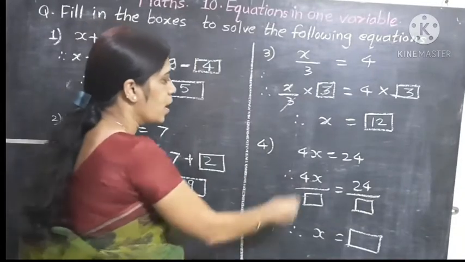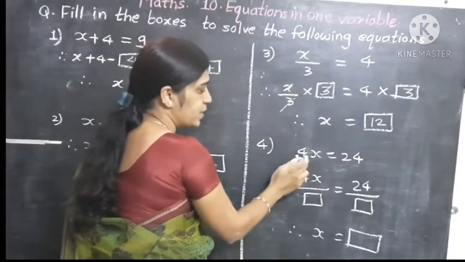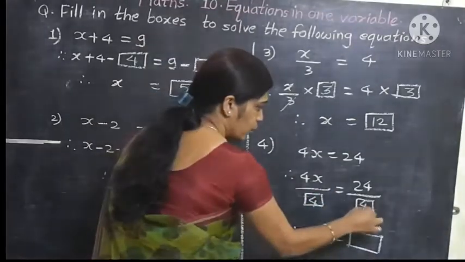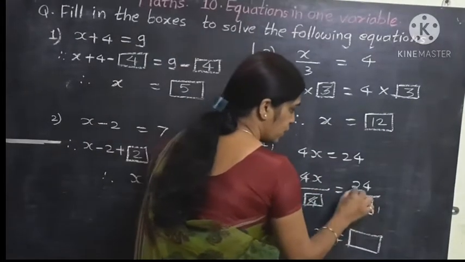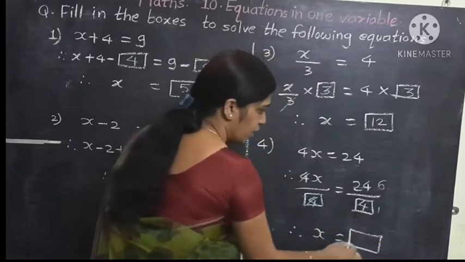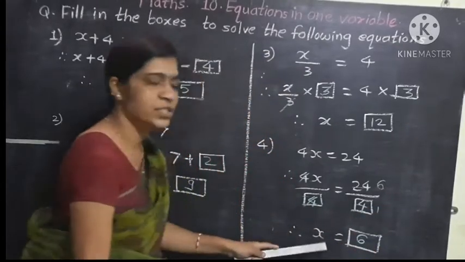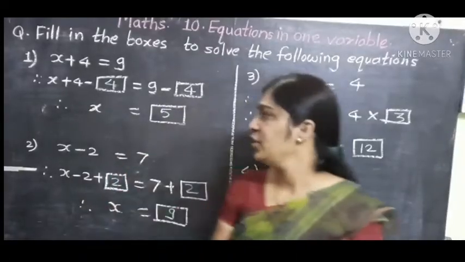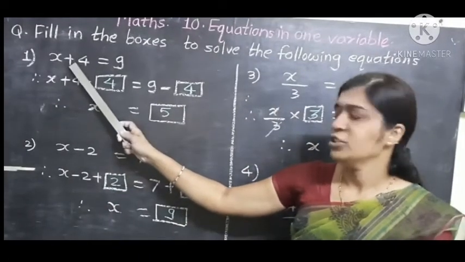Okay. Next, fourth example is 4x is equal to 24. We divide both sides by 4. 4 gets cancelled, 4 1s are 4, 4 6s are 24. Therefore, value of x is 4. Okay, understand all these 4 examples. Here we may write as change the side.